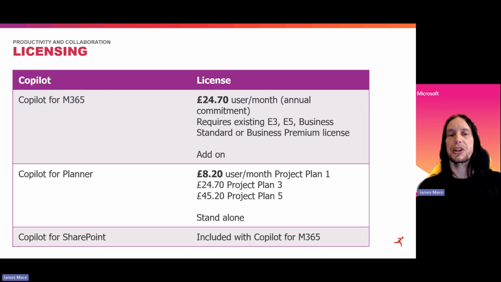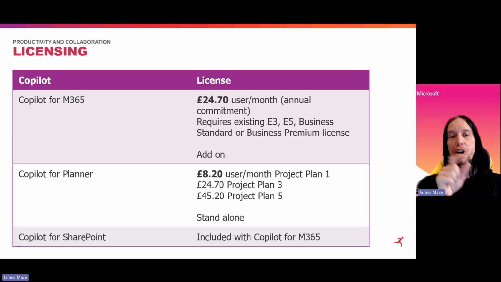So what does all this look like? Almost everything that we talked about in that section, except for Planner, as Ant pointed out, is included in an add-on license. So you need an E3, an E5, Business Standard, or Business Premium license. And then you can add on Copilot for M365. That includes SharePoint as well.